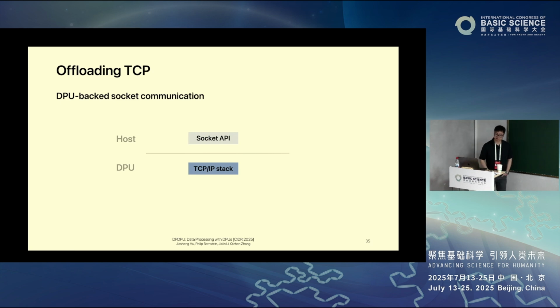Specifically, there are the two most popular network protocols: TCP and RDMA. TCP is a very traditional transport protocol. It's reliable, and it remains the most popular protocol in data systems.